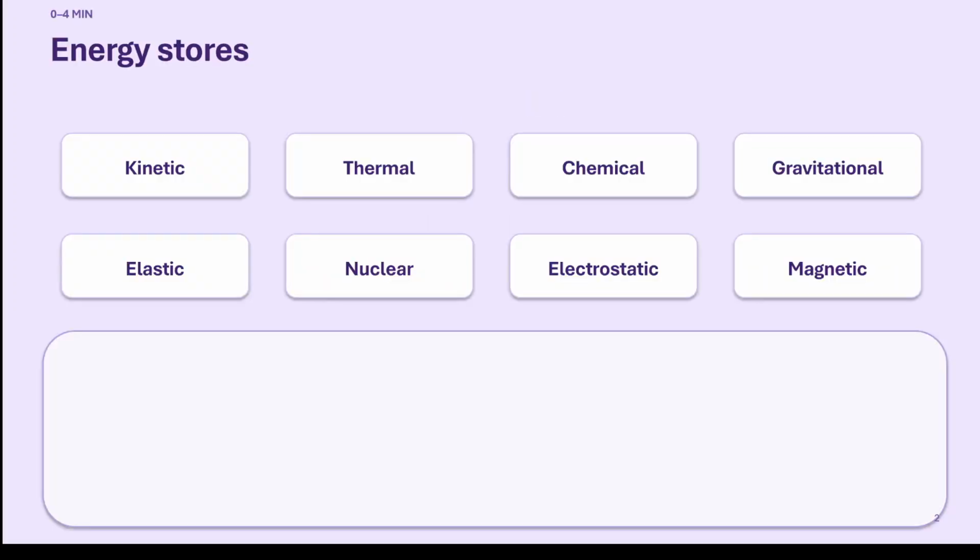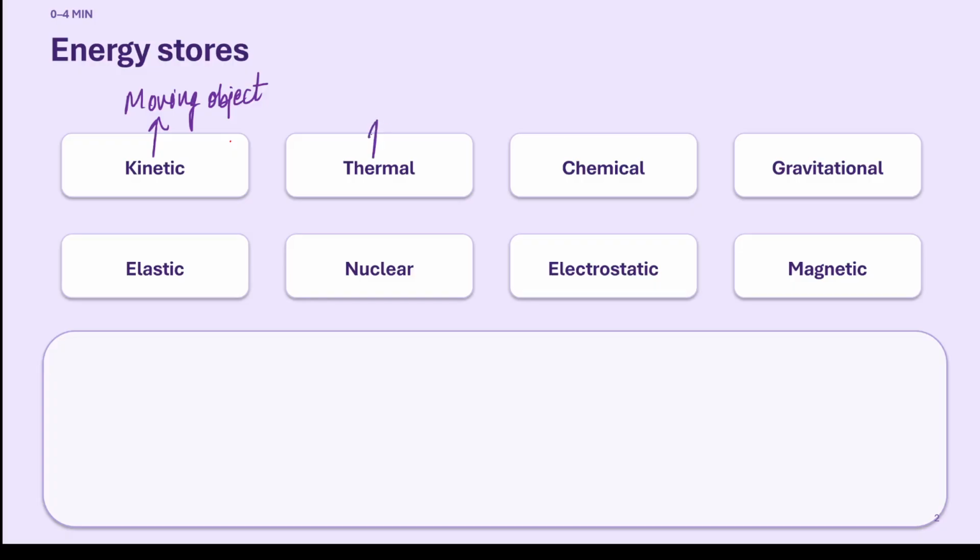Now, the first thing that we need to remember for our GCSE exam is how many types of energy stores there are. The names are on the screen. I'm going to quickly explain what these mean so that you can get the top marks. So let's just get started. Kinetic energy is the energy which any moving object has. So a moving car, moving you, a moving fan, anything that moves has kinetic energy.